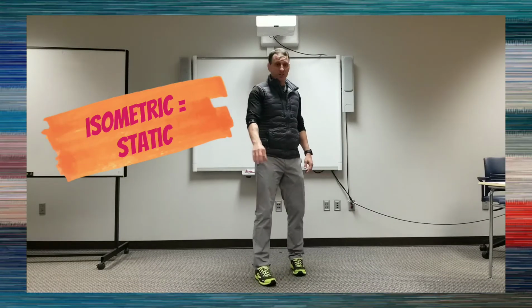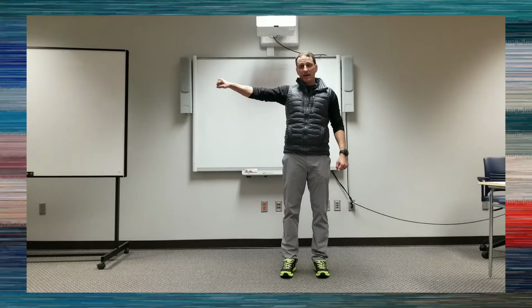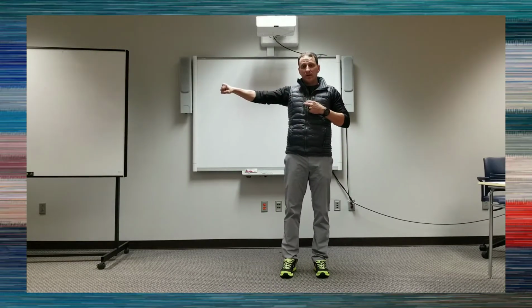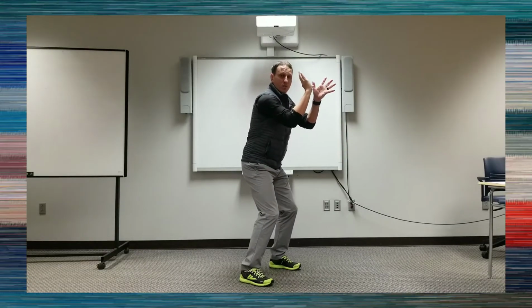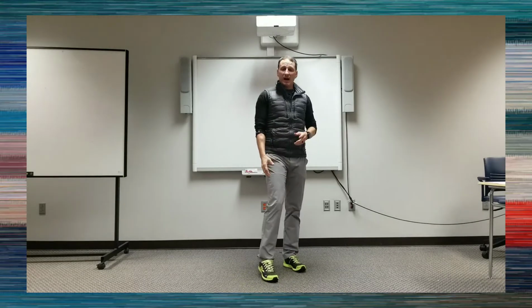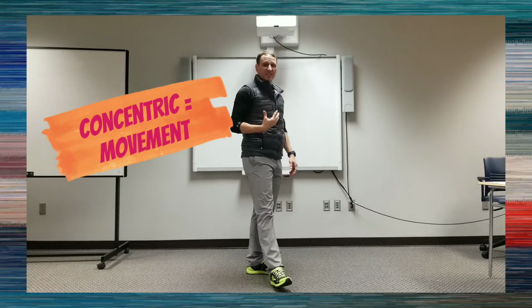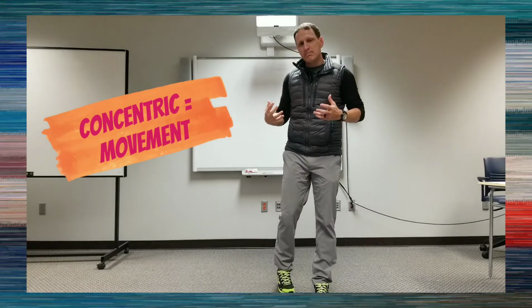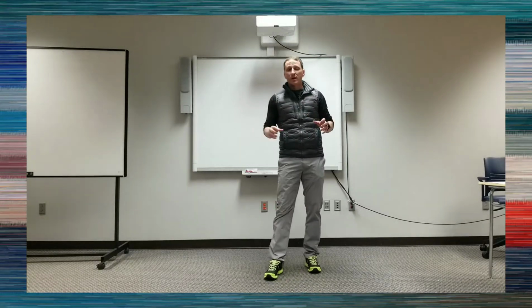A static contraction would be if I'm just holding a dumbbell out here and there's absolutely no movement. If I were standing in a free throw position, which I could call prep position, with absolutely no movement, I'm in a static contraction. Now if I were to move my arm up, that would be a concentric contraction. Anytime there's movement, it's going to be a concentric contraction. That is with movement. Isometric is no movement.